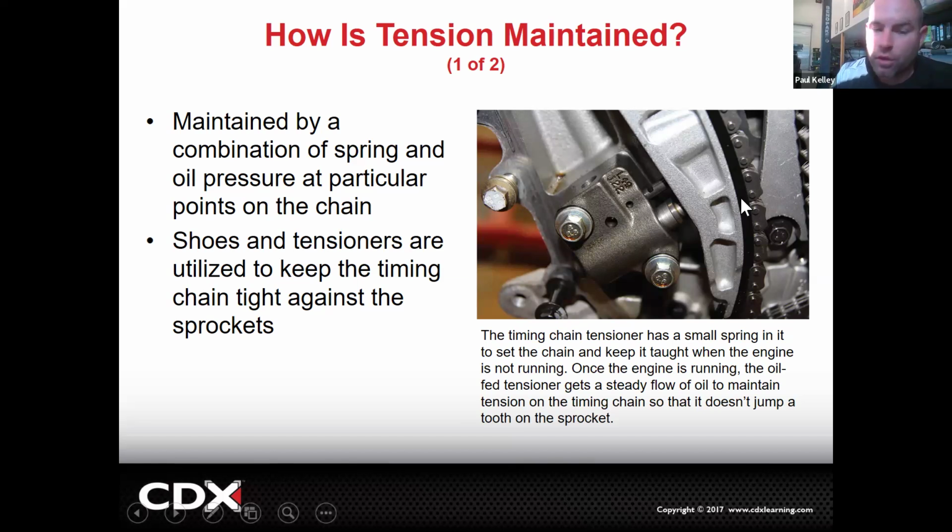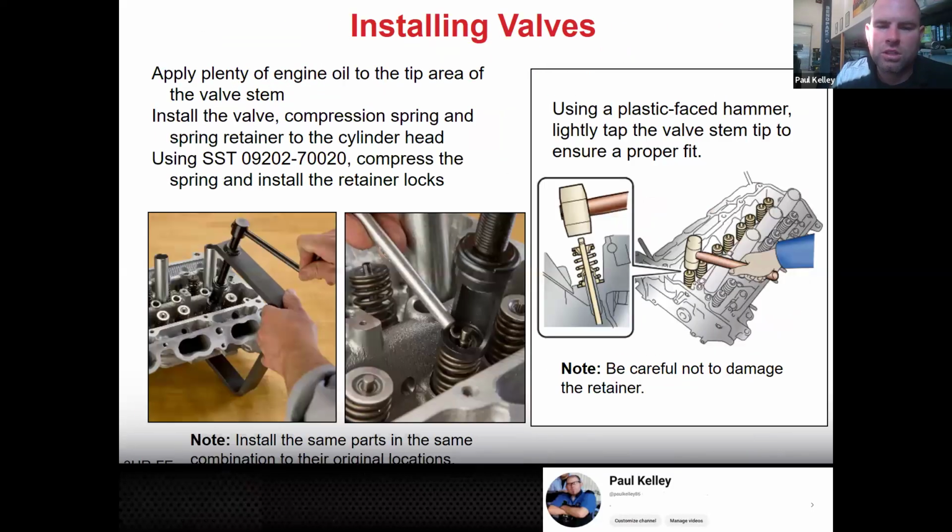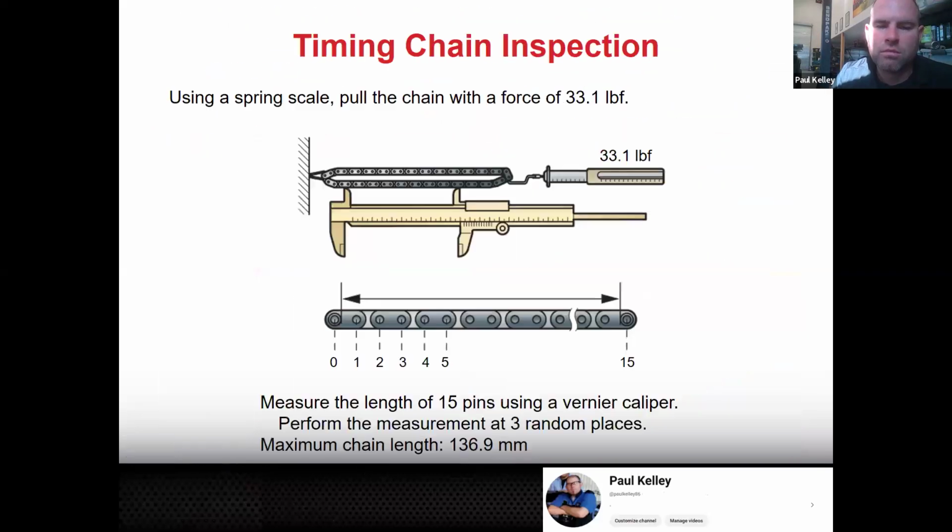So I'm actually going to look more at the tensioner to tell me if the chain is stretched. But the way the engineers would have you do it, you basically get your fishing scale, like to measure how much your fish weighs, and you stretch it with 33.1 foot-pounds, and then you measure it with a maximum of 136.9. This is a great test.